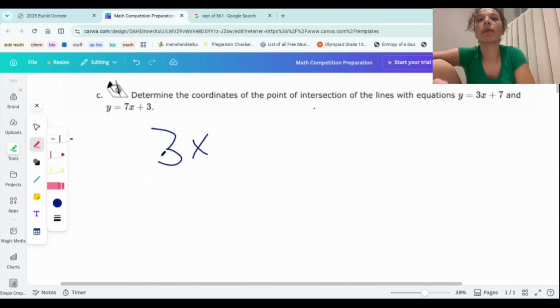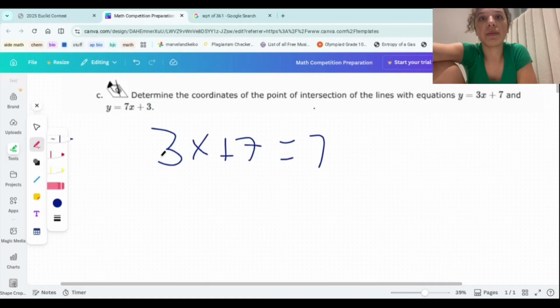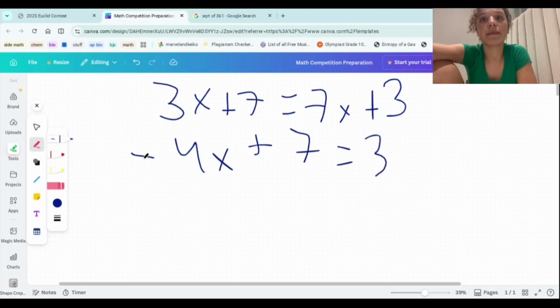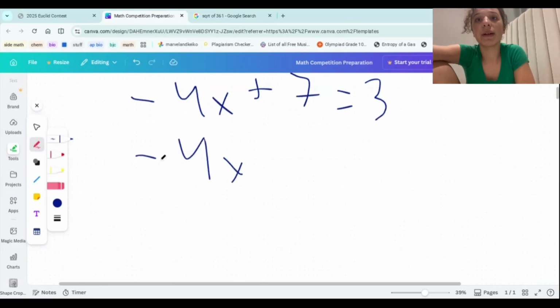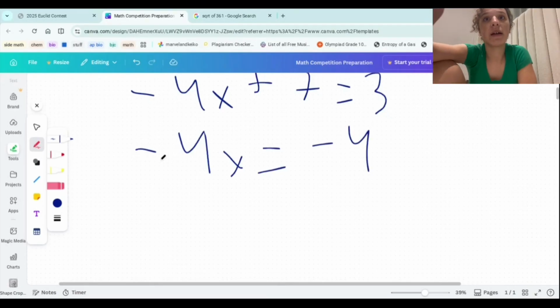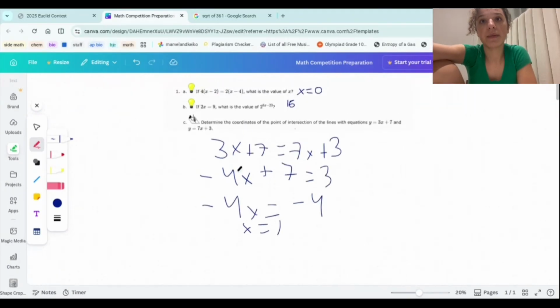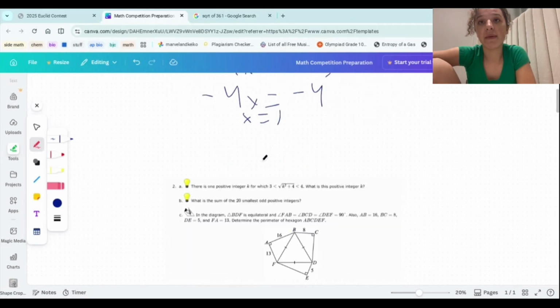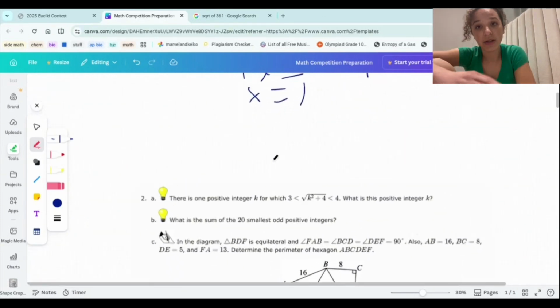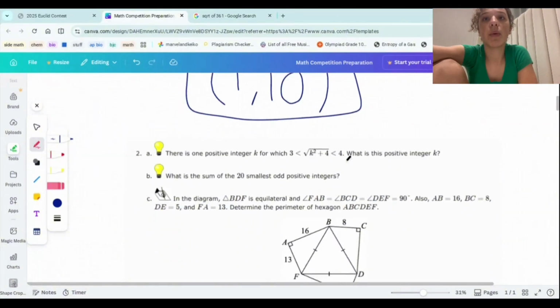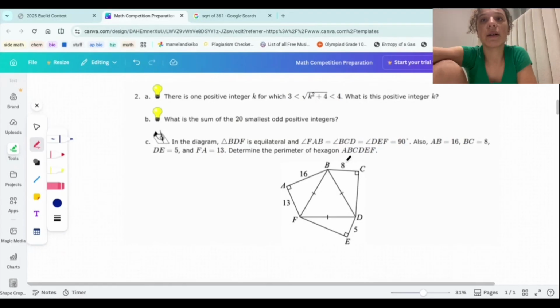Well, I guess this whole question is about writing it out. So if we have 3x plus 7 is equal to 7x plus 3, to do it algebraically, I subtract 7x from both sides. I have minus 4x plus 7 is equal to 3. Subtract 7 from both sides. Minus 4x equals minus 4. X equals 1. And y is just f of 1. So 3 times 1 is 3, plus 7 is 10. So my coordinate is (1, 10). That is our answer.